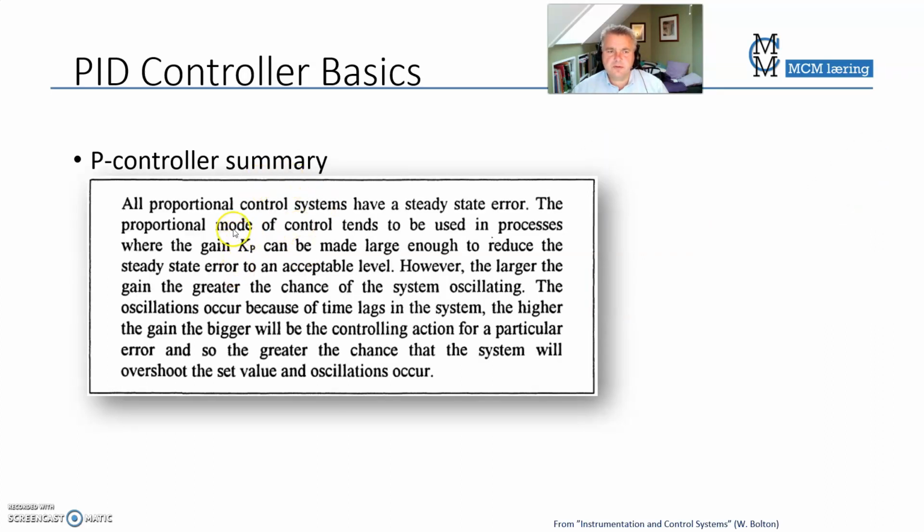This is from a textbook. All proportional control systems have steady state error. The proportional mode of control tends to be used in processes where the gain, KP, can be made large enough to reduce the steady state error to an acceptable level. However, the larger the gain, the greater the chance of the system oscillating. The oscillations occur because of time lags in the system. The higher the gain, the bigger the controlling action for a particular error, and so the greater the chance that the system will overshoot the set value and oscillations occur. So maybe we should use the P control together with one of the other two, the I or the D.